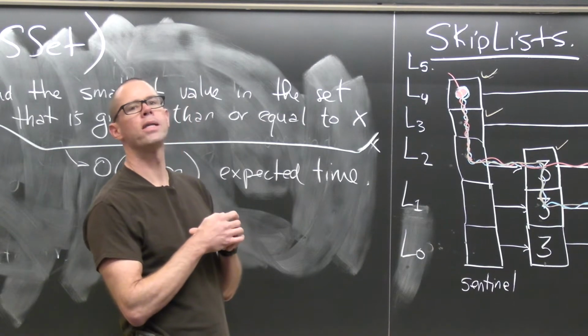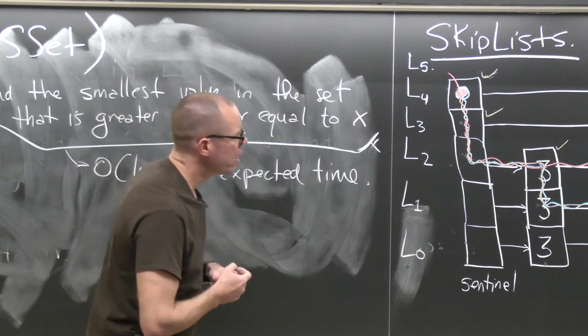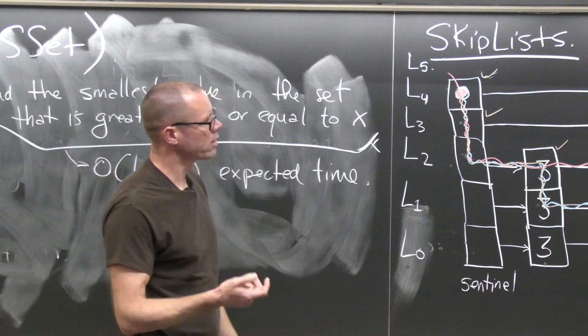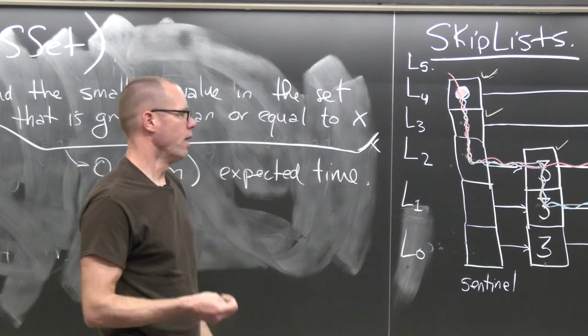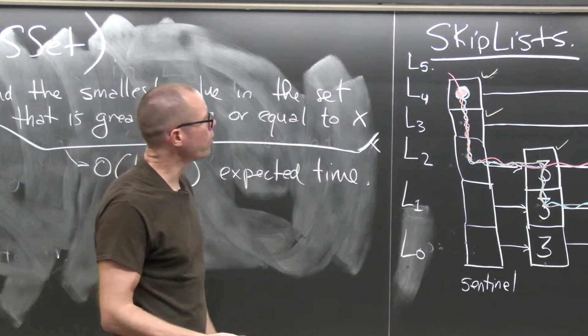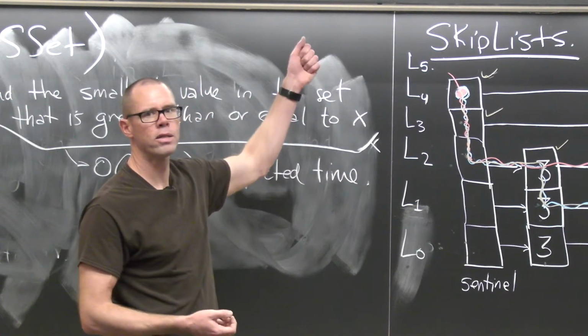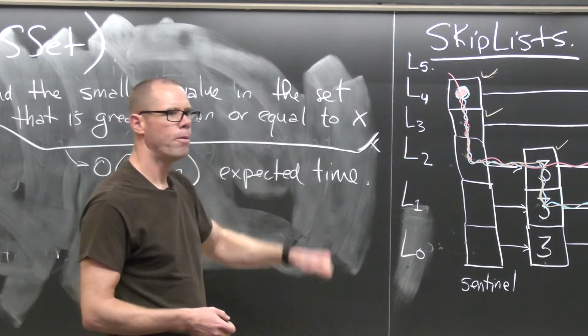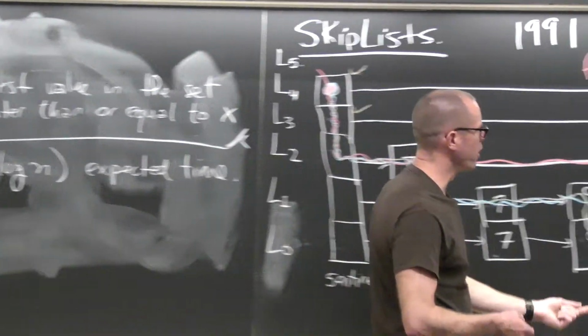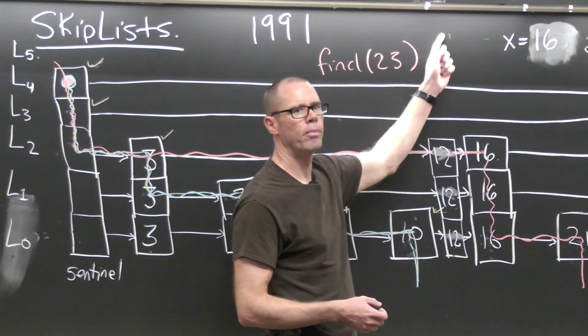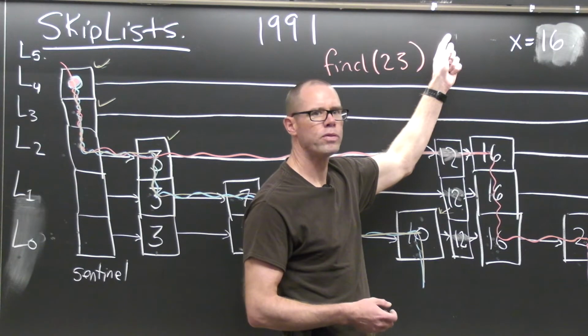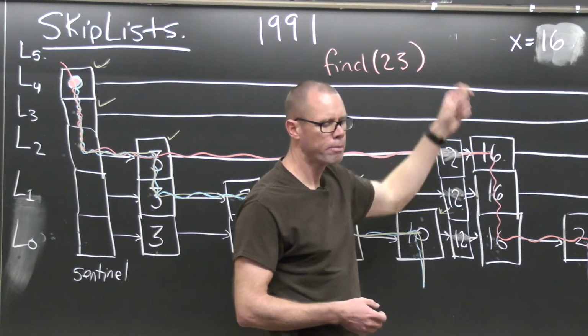That it wants to go past. So if we toss coins, we may get into a situation where we get 1, 2, 3, 4, 5 coin tosses in a row that come up heads, in which case we would want to be inserting this thing all the way up into L5, so in a list that's not even there.